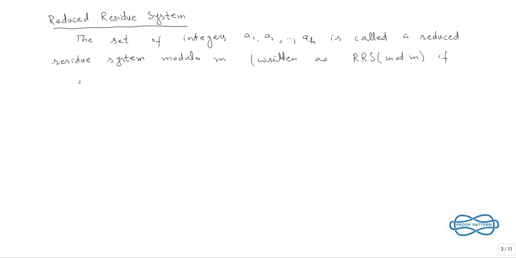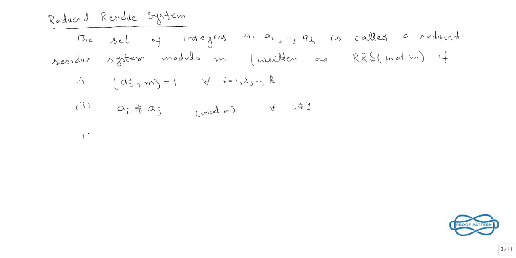The first condition is that the GCD of ai and m is equal to 1 for all i equal to 1, 2 up to k, meaning every ai is relatively prime to m. And the second condition is ai is not congruent to aj mod m for all i not equal to j.